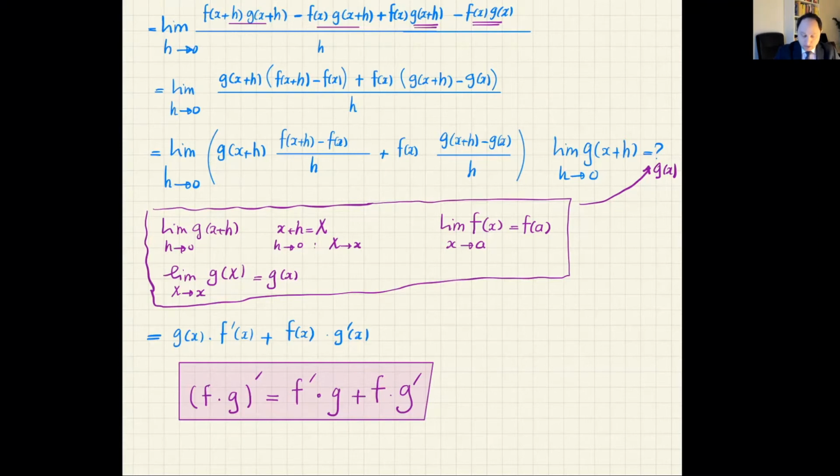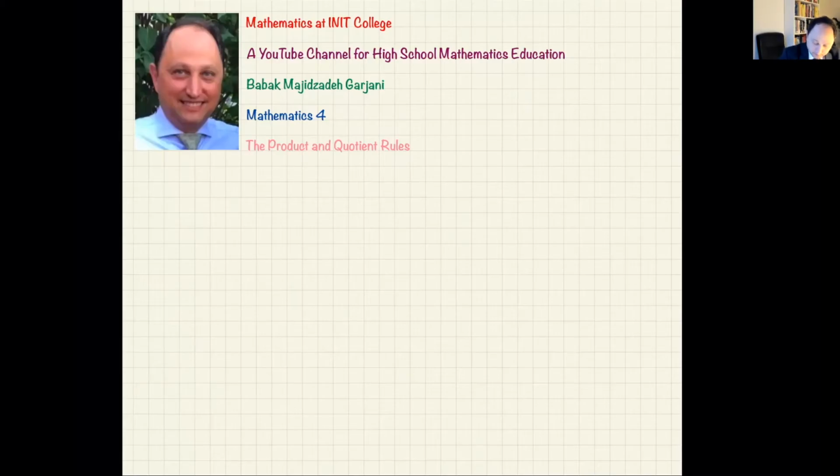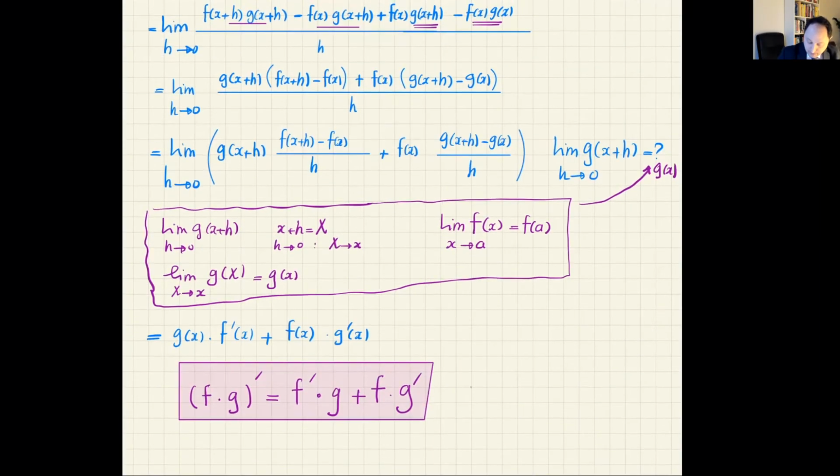Okay, so let me write this formula here. F times g prime, the derivative of the first one multiplied by the second one, plus the first one multiplied by the derivative of the second. This is called the product rule. Let me write the name here. The product rule.